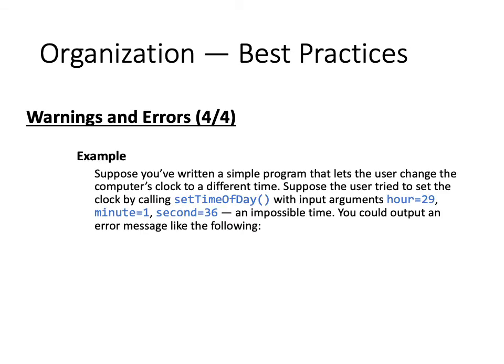Let's take an example. Suppose you've written a simple program that lets the user change the computer's clock to a different time. Suppose you ask the user for some input: give me the hour, give me the minute, give me the second of the day. So the user tries to set the clock by calling set time of day and they enter in 29 for the hour, 1 for the minute, and 36 for the second. This is impossible, and so there should be some kind of error or warning here.